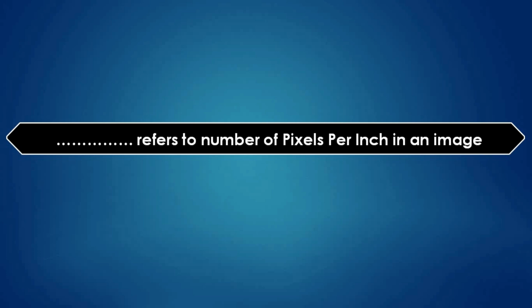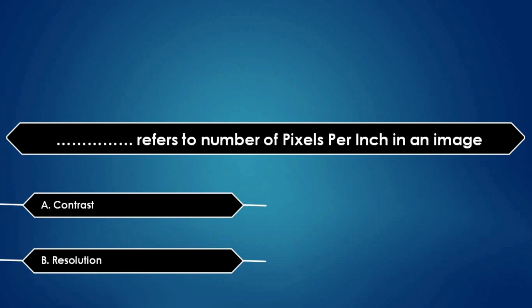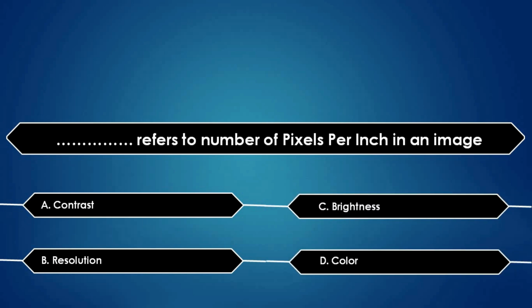Dash refers to number of pixels per inch in an image. A. Contrast. B. Resolution. C. Brightness. D. Color. The right answer for this is resolution. Resolution refers to number of pixels per inch in an image.